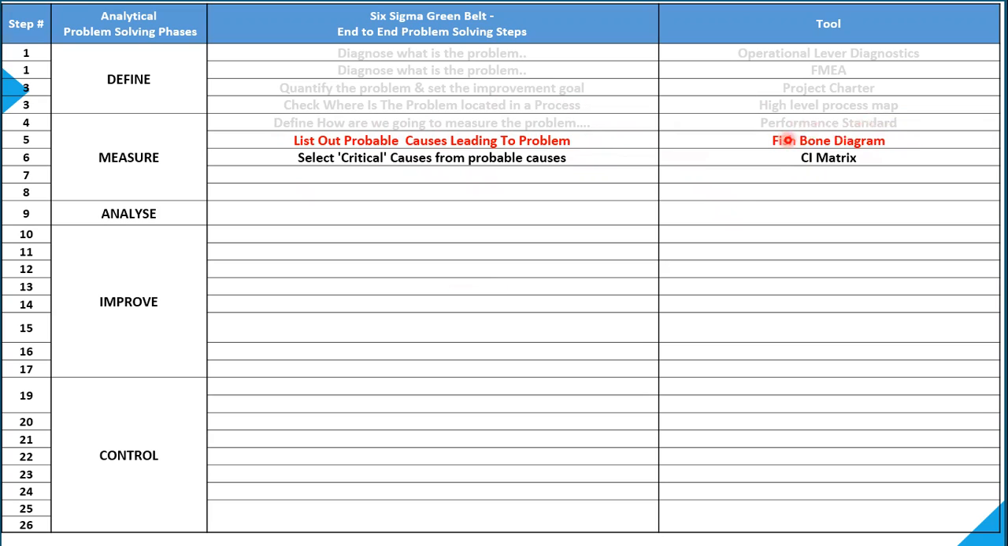Now in the next upcoming video, we'll go through prioritizing those causes. So we'll select critical causes from the probable causes. Through the fishbone diagram we found probable causes, and here, through the next tool called CI matrix, we'll find critical causes. We'll segregate critical causes from the same probable causes which we found through the fishbone diagram. I guess on that note, we're almost done with this video.